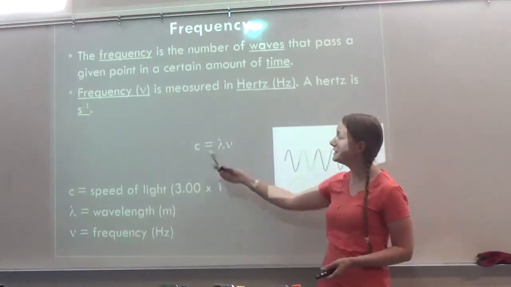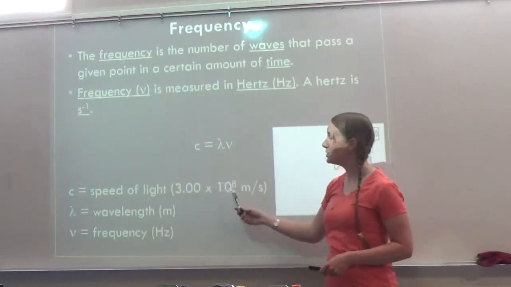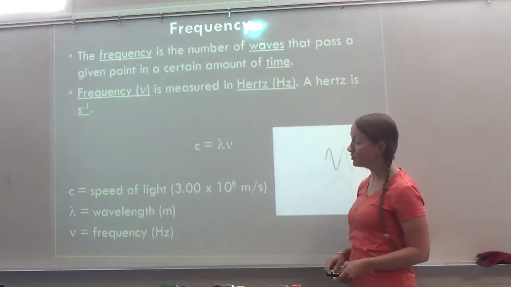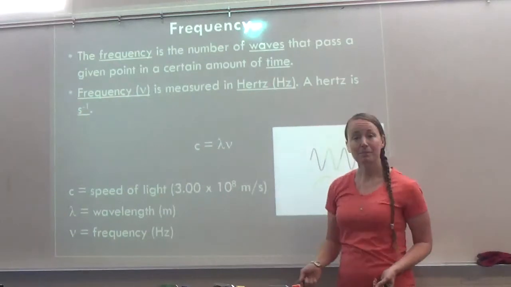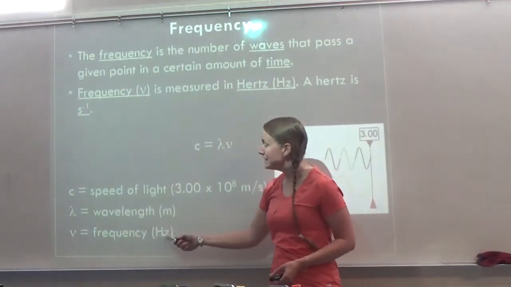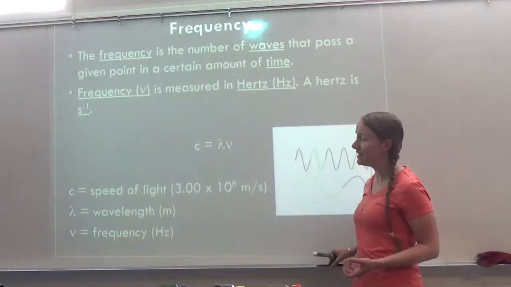So our formula is c = λν. C is the speed of light, which in a vacuum is 3 times 10 to the 8 meters per second. Wavelength is lambda, and it is going to be in meters. And frequency is hertz, or seconds to the negative 1, or 1 over a second, and that is nu.